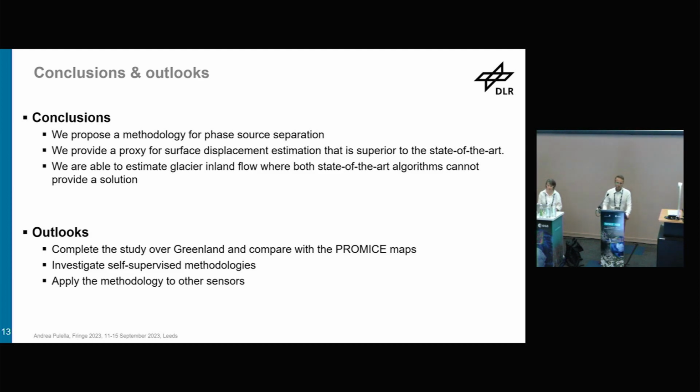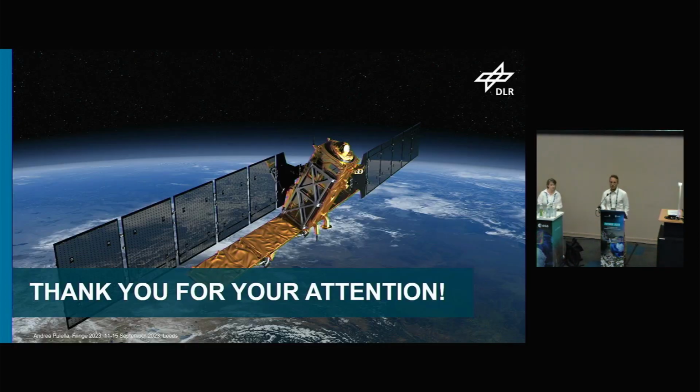Conclusion. So basically, we propose a methodology for phasor separation. We provide a proxy for surface displacement estimation that is superior to the state of the art, and we are able to estimate glacier inland flow where both state-of-the-art algorithms cannot provide a solution. And this is the outlook. So thanks for your attention.